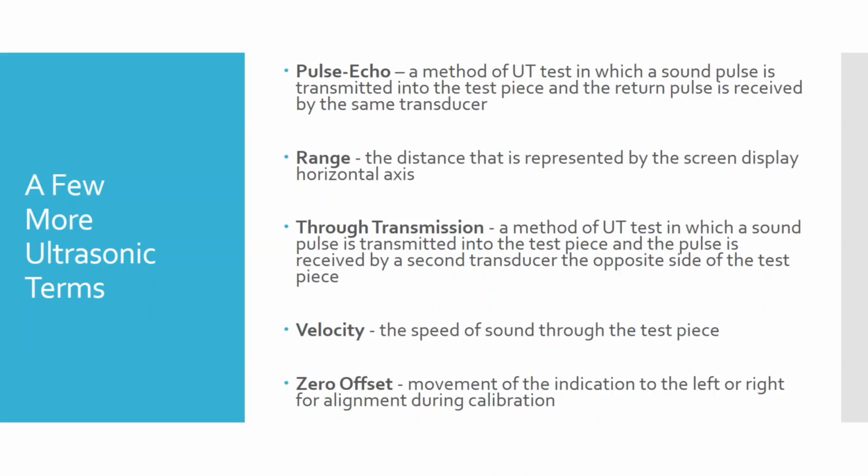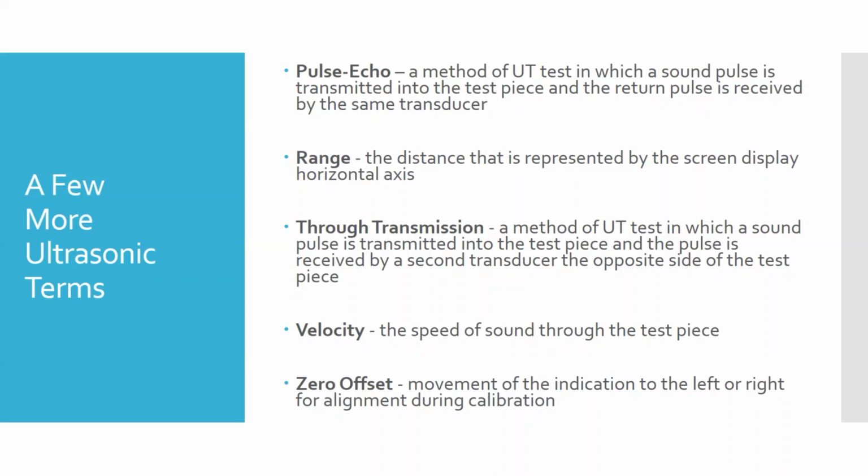Through transmission is another type. So in pulse echo, you typically use a single probe. You send the sound in, and that same probe listens for the echo to come back. A through transmission setup, if I look at my drawing here, would be, rather than just a single probe on one side, I'd put two probes on opposite sides. That way we would have a transmit probe and a receive probe.